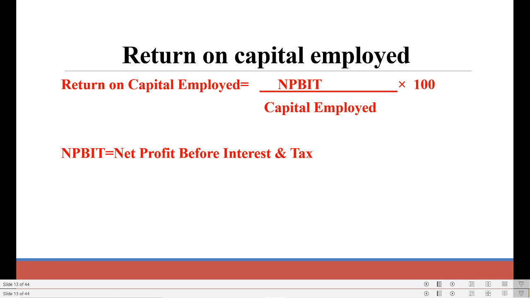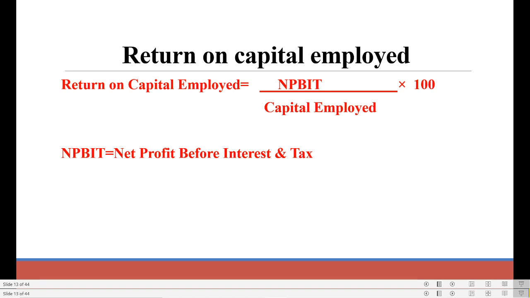First is return on capital employed. As I said, how much capital I have invested into the business, total capital, and what part of that I have received as an output, that is called NPBIT, that is net profit before interest and tax. Into 100, meaning we are calculating all profitability ratios as a percentage. That's why it is into 100.